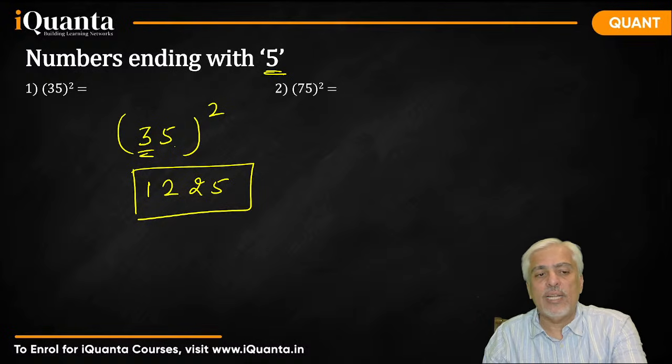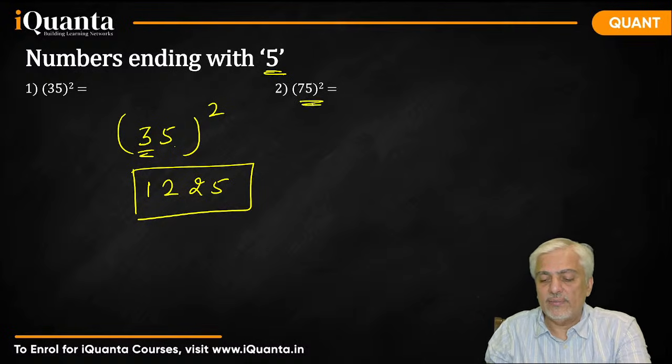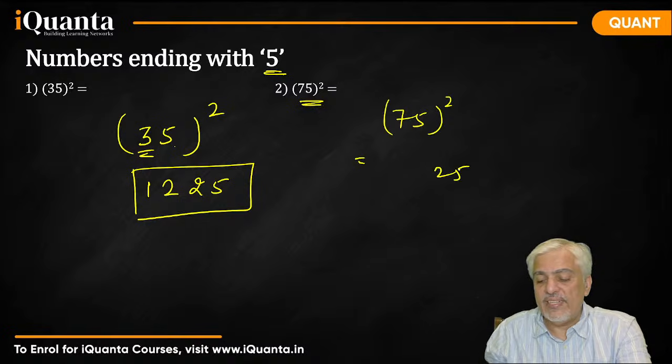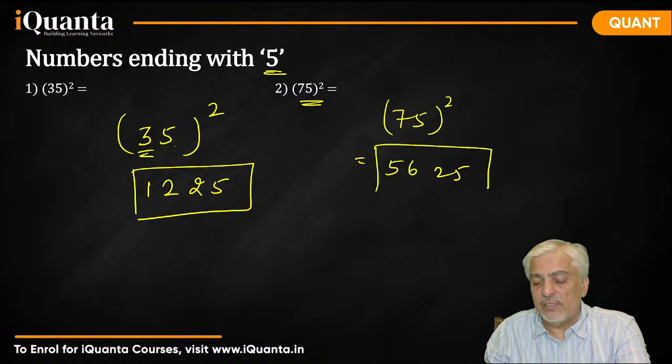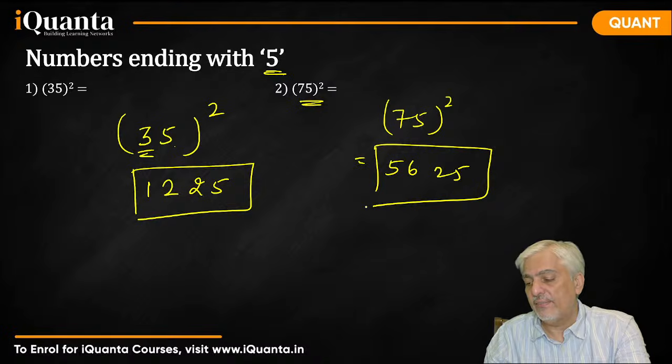Let's have a look at it one more time. 75 square. 25 at the end. What comes after 7? 8. 7 8s are 56. Remember, this works only for 5.